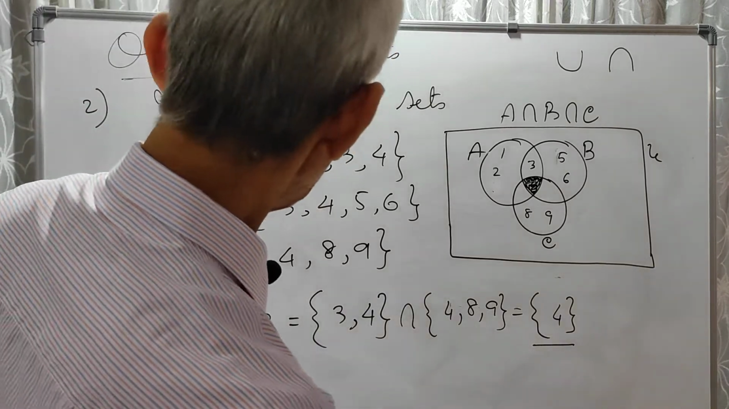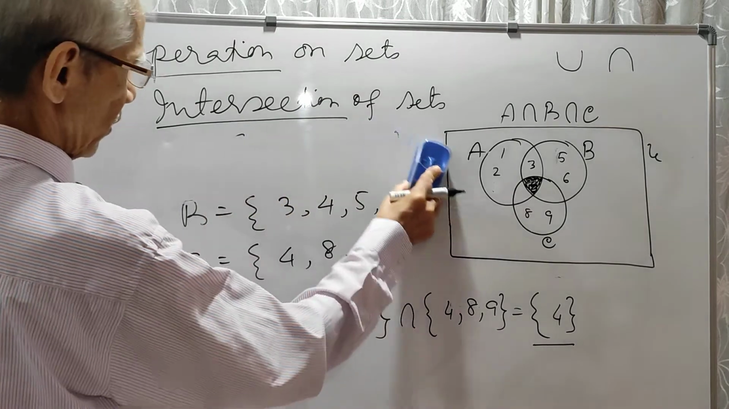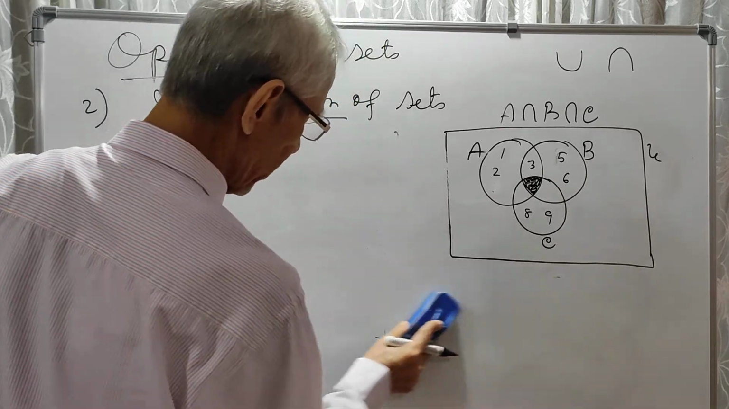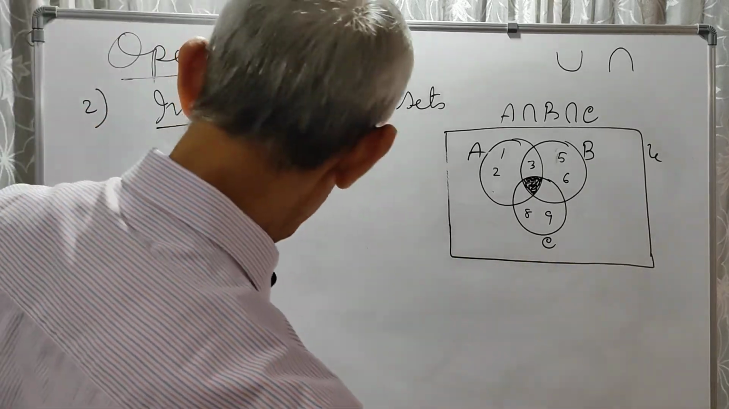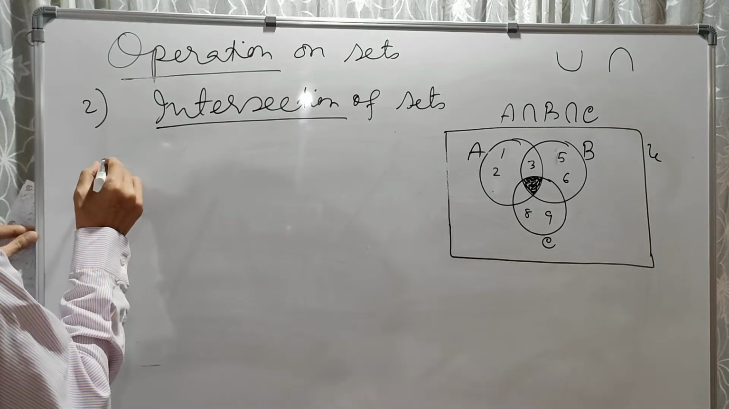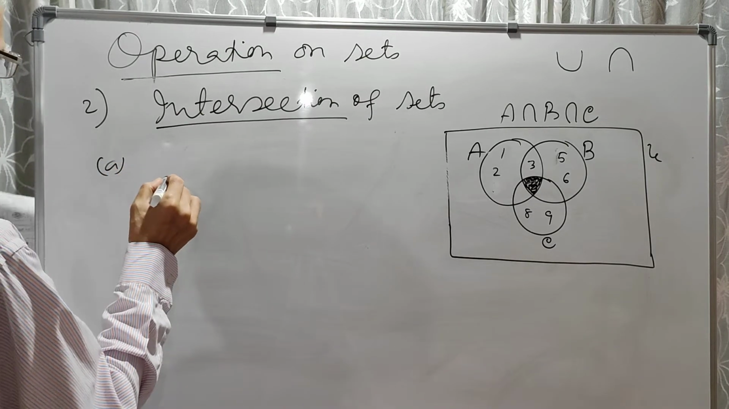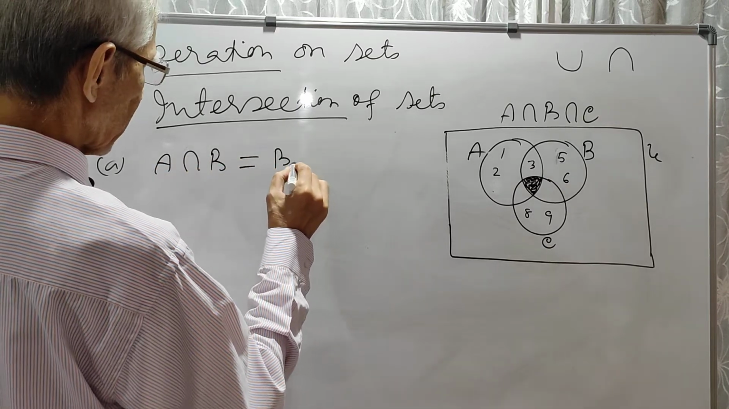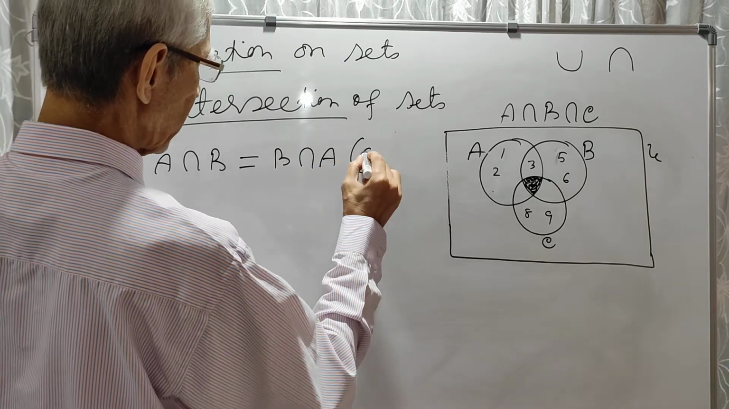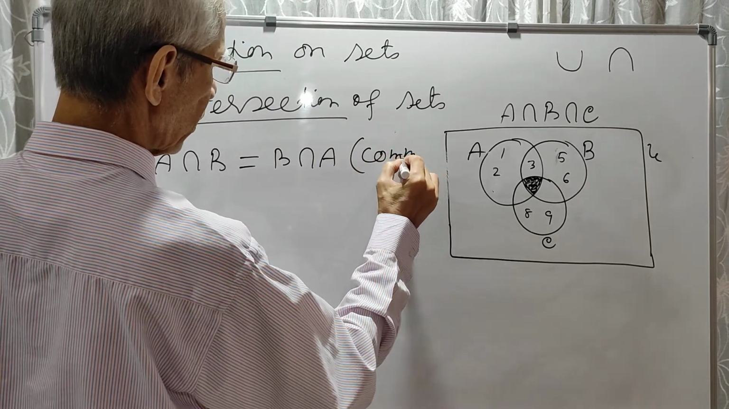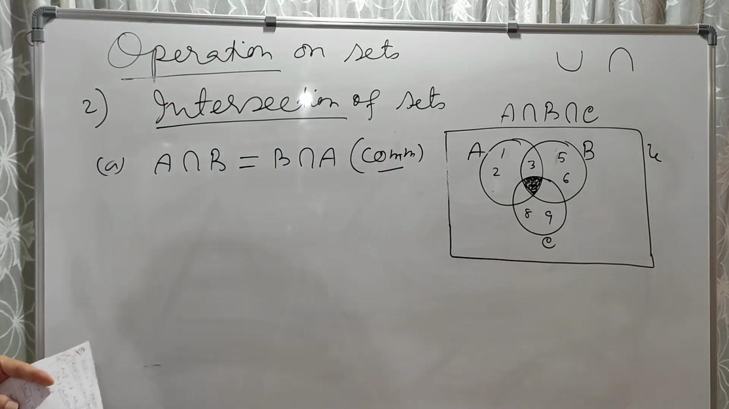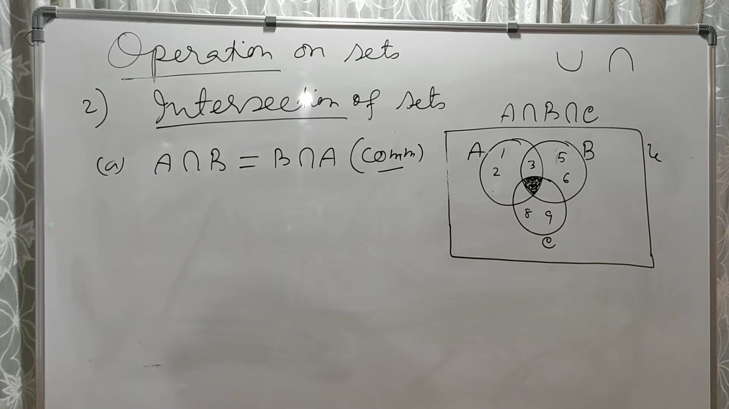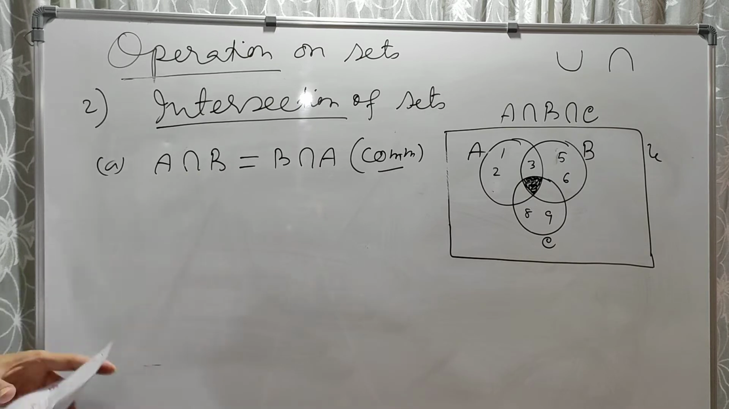Now see the properties of intersection of sets. I just gave you 5 properties of union of sets. Now let us see the properties of intersection of sets. The first property is commutative: A intersection B is equal to B intersection A. This is the commutative property of intersection. A intersection B and B intersection A mean the same set. It is like A plus B, B plus A, which we already discussed.